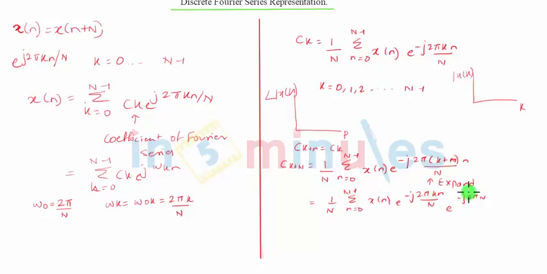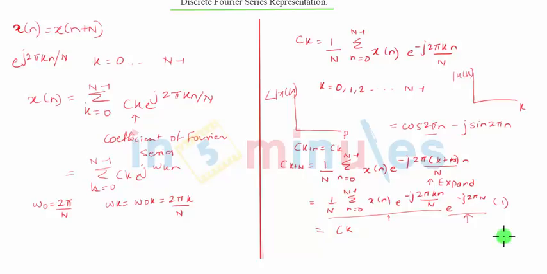Now we can see that this term is different from the other term. So let us expand this term, that is e raised to minus j 2 pi n. e raised to minus j 2 pi n is equal to cos 2 pi n minus j sin 2 pi n. As we can see, cos 2 pi n is the value 1 that exists always, and sin 2 pi n is always 0. So this value will be 0, and this value will be 1. Therefore, if we see this term, it exactly represents c of k.